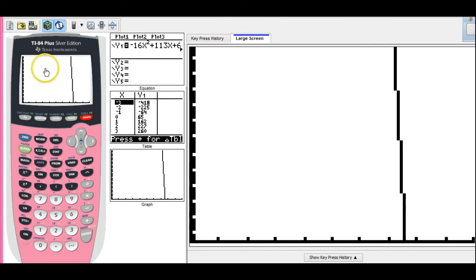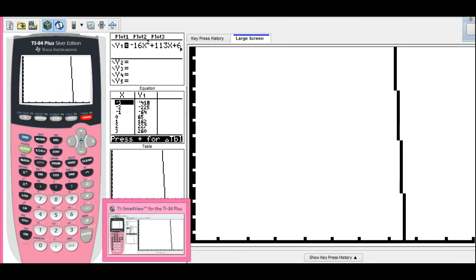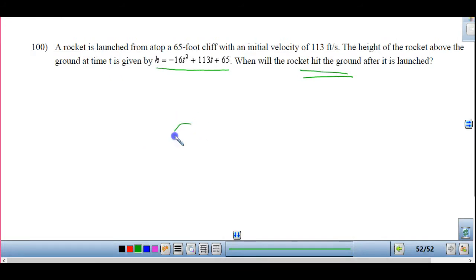okay, so now I've got this. I don't have to see the top because I'm looking for when it hits the ground. So I could basically just count this over. 1, 2, 3, 4, 5, 6, 7, a little bit between 7 and 8, or about 7.6 seconds or 7.5 seconds. You just need to know that it's between 7 and 8.